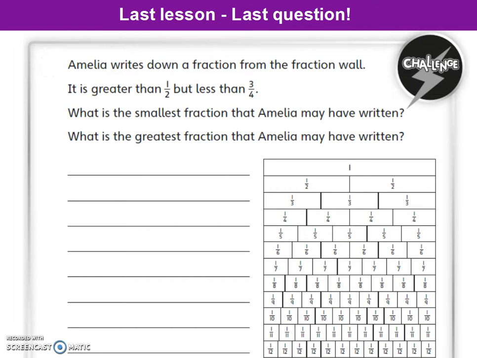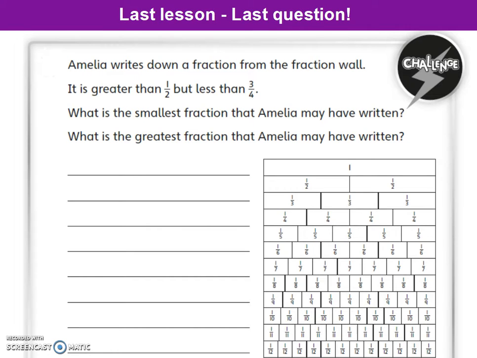Now, with this one, it's really a case of how you're thinking and how you're working through this answer. It's far simpler than it actually sounds. So, pause the video, and I want you to find out the answer to this. Amelia writes down a fraction from a fraction wall. It's greater than 1/2, but less than 3/4. What is the smallest fraction that Amelia may have written? And secondly, what is the greatest fraction that Amelia may have written? So, pause the video and come and join me when you have an answer.